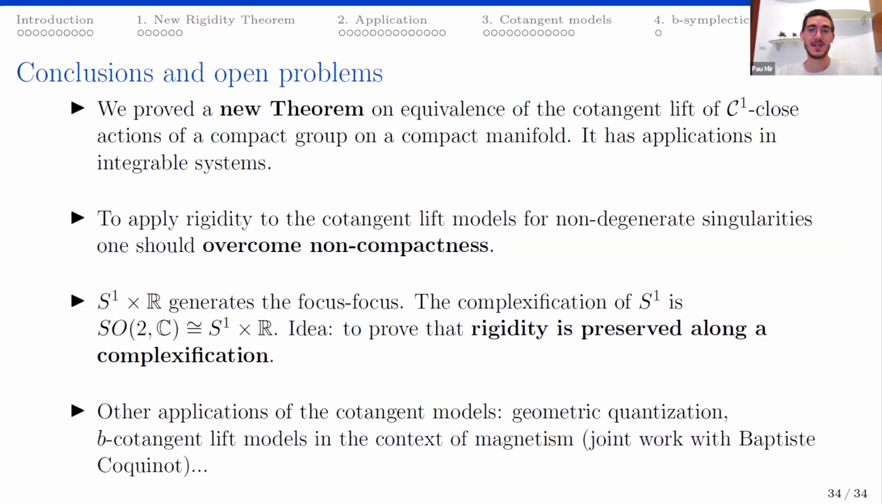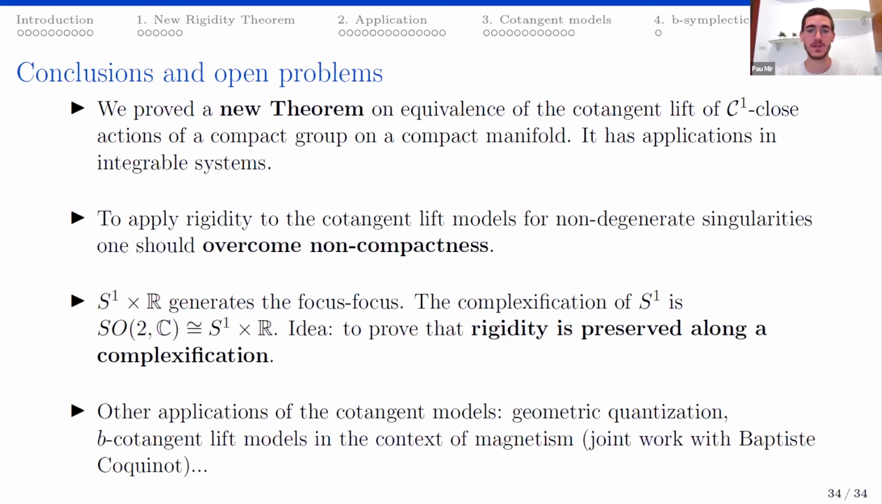In the focus case, there's an idea that we still have pending to prove, which is that if rigidity and complexification were compatible in this case, if they commuted, we could prove the rigidity of the focus singularity through our theorems, because the action generating the focus is an S1 times R action, which is not a compact group, because R is non-compact. But if we could see this as a complexification, which is true of S1, and we could prove this compatibility of complexification with the rigidity, we could prove rigidity of this focus singularity.